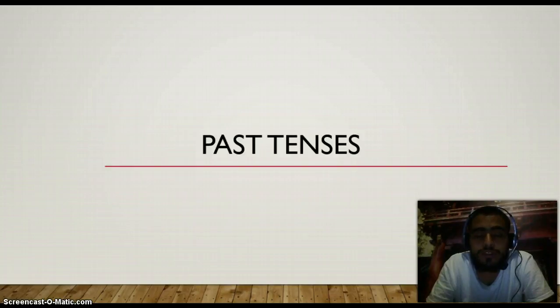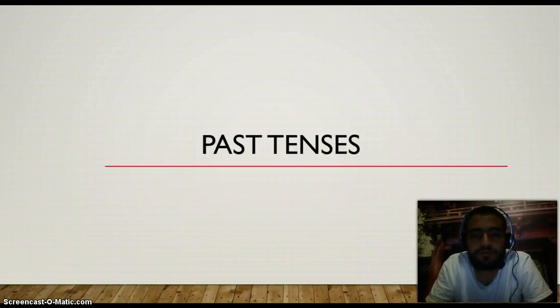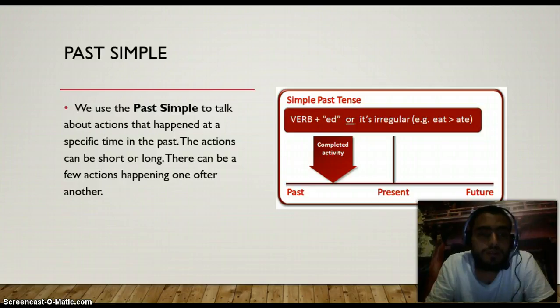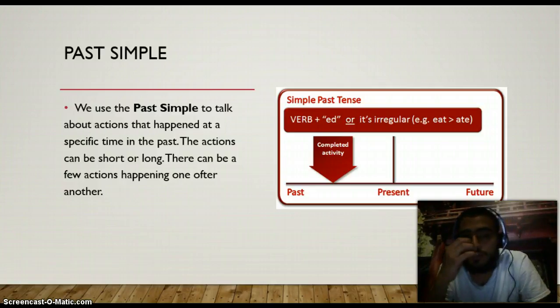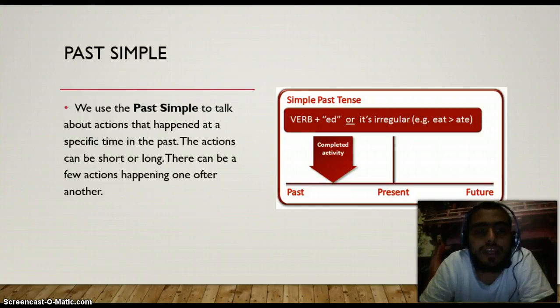Today I'm reviewing past tenses. I found four tenses in past that we have to take into account. So we have past simple. We use the past simple to talk about actions that happen at a specific time in the past.